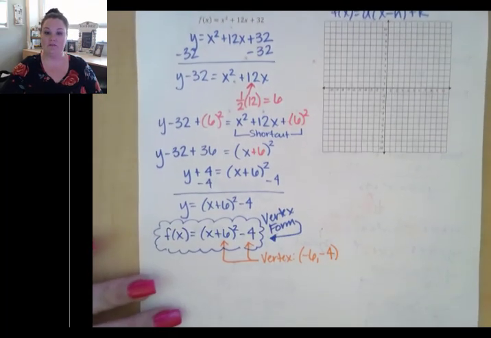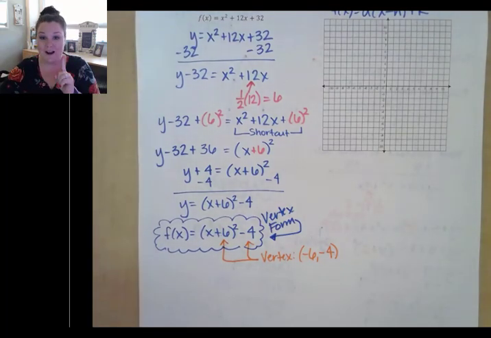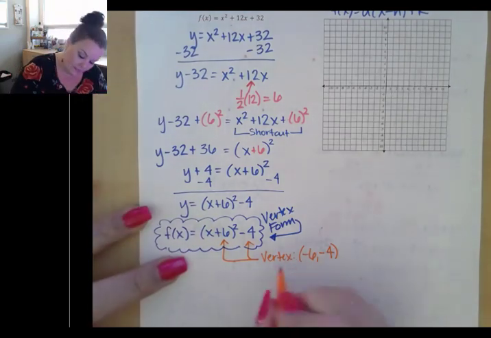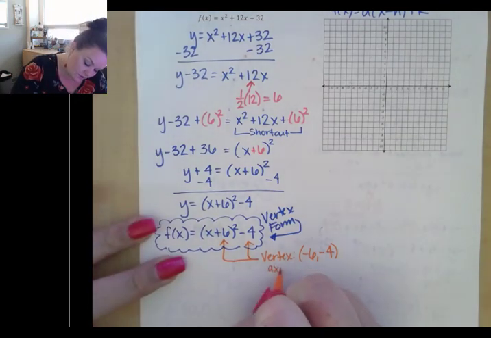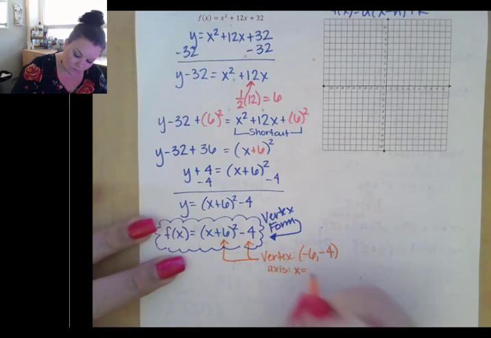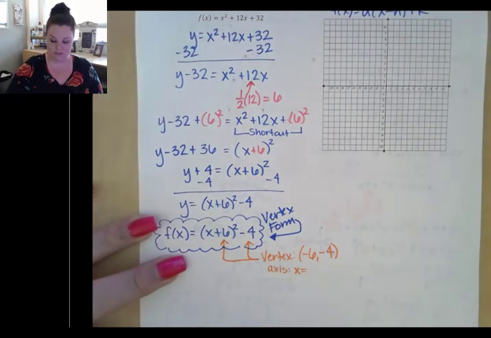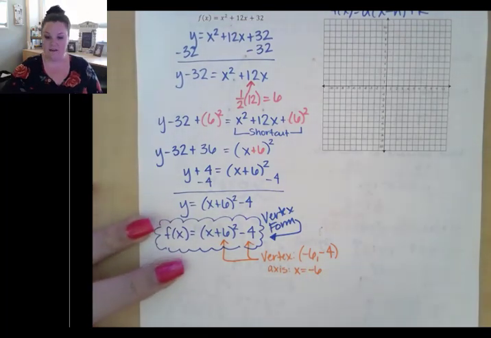So now that we know our vertex, we should also know our axis of symmetry and our max or min value. Our axis of symmetry is always x equals the h value of our vertex. So x equals negative 6.